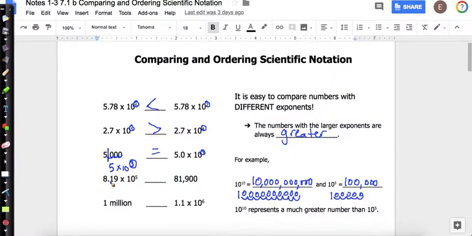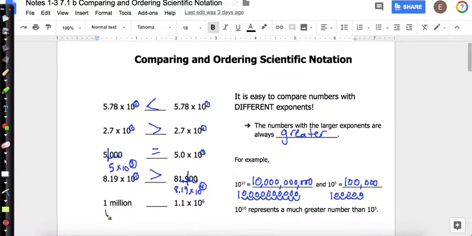And look at this one, 81,900. This is not in scientific notation, so chop it. We're going to put the decimal between the 8 and the 1, times 10 to the 1, 2, 3, 4. Now we're comparing 5 to 4. And so we say greater than.